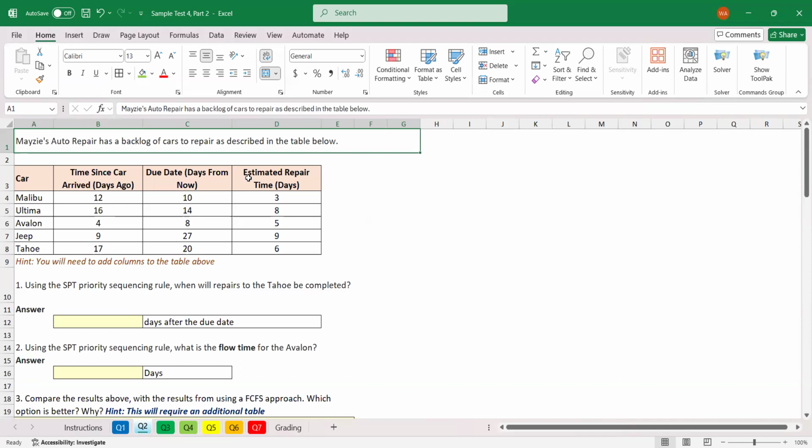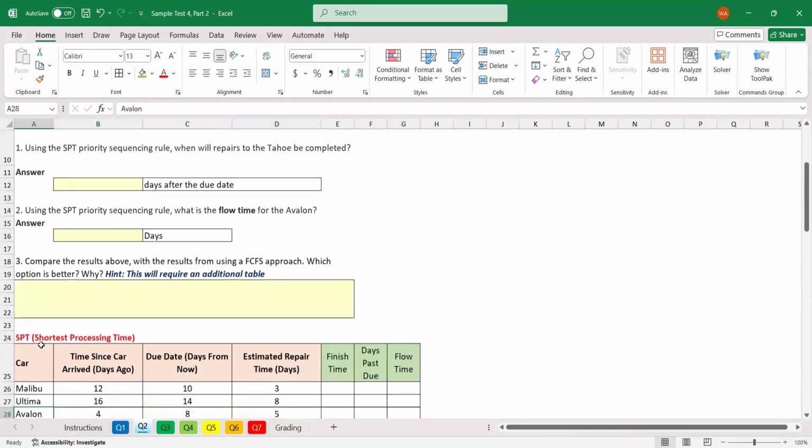So this question here reads, Macy's Auto Repair has a backlog of cars to repair, as described in the table below. So we have 5 different vehicles here, and we're told when they arrived at this repair shop, when the owners expected back, and how long it's going to take to repair those vehicles. The first question says, using the shortest processing time priority sequencing rule, when will repairs to the Tahoe, down here, be completed? And the second question is, using the shortest processing time priority sequence, what is the flow time for the Avalon?